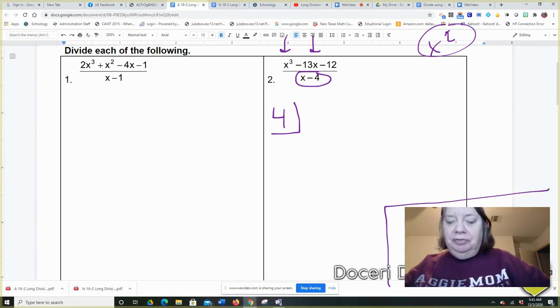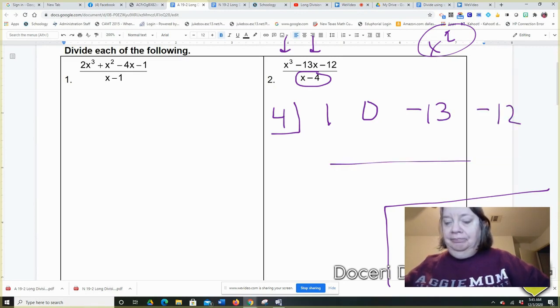So our coefficients for x to the third is 1. For x squared, we're going to put a 0. For x, we have negative 13. And for the constant is negative 12. Okay, this is x to the third. This is x squared. This is x. And this is constant.